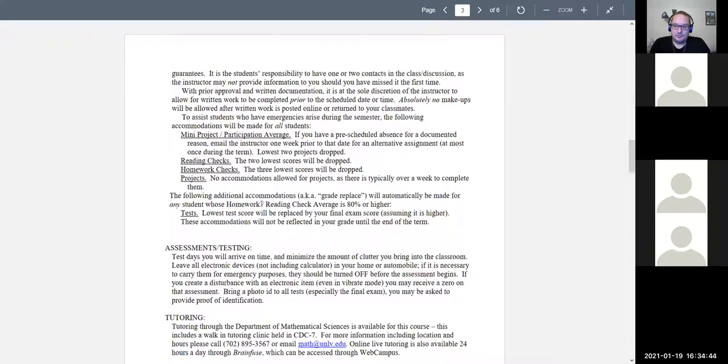So basically, if they were dropped, then that would make you like excused for final. Yeah, you can think of it that way. You can think of it as those being excused. It is going to increase your score, for sure, as long as your scores are not all zero. And that's the two lowest scores for the reading checks and the two lowest scores for the mini projects. Okay, just curious. Yeah, no, that is a good question. So then the three lowest homework scores.